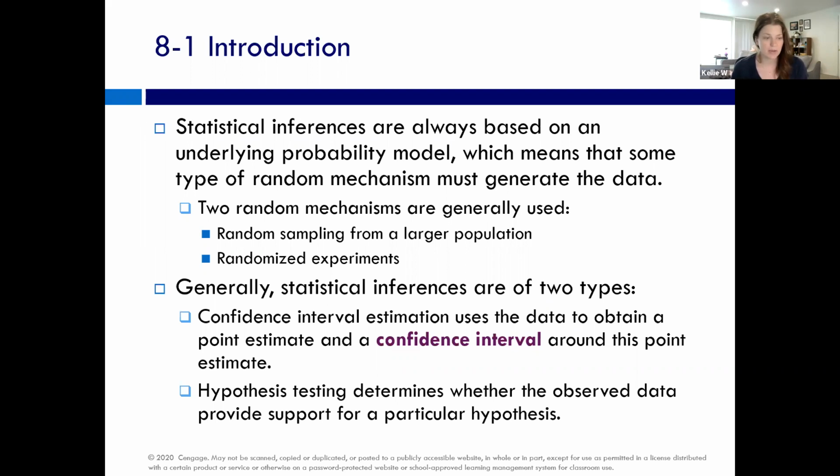So when we talk about estimating confidence intervals, no matter what we do, whether we sample from a larger population or we do a randomized experiment, we're still making an inference about a larger set. So we need to calculate things like the mean and the standard deviation. And those are all point estimates still. Whatever random mechanism you use, you're still getting a point estimate. So we still have some confidence interval surrounding that point estimate that tells us how certain we are that what we calculated falls in between those two points.